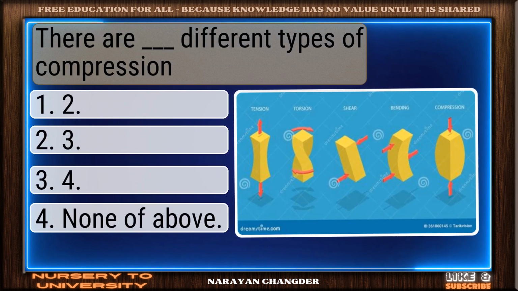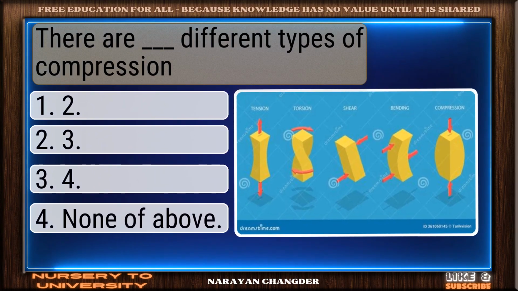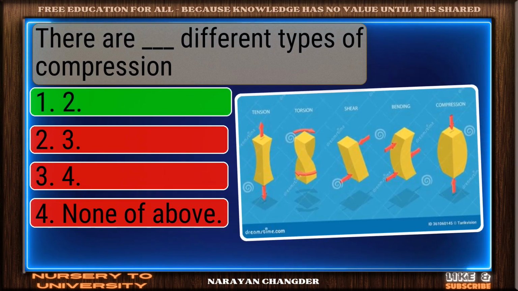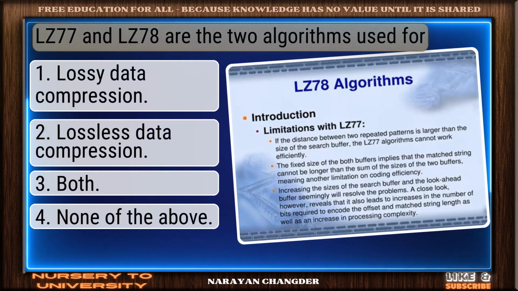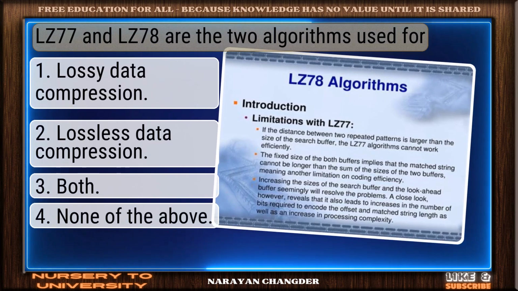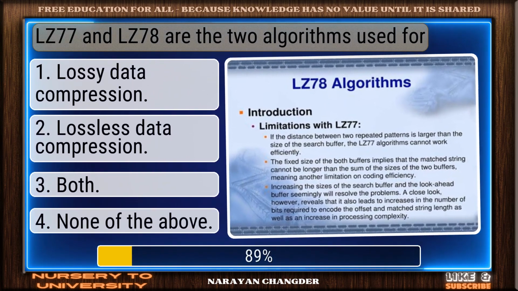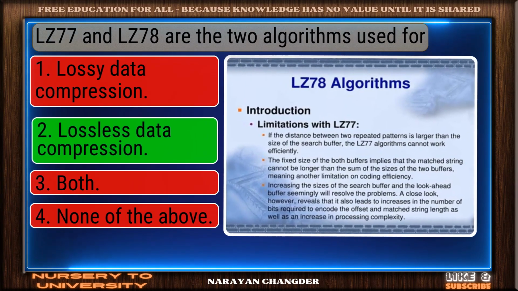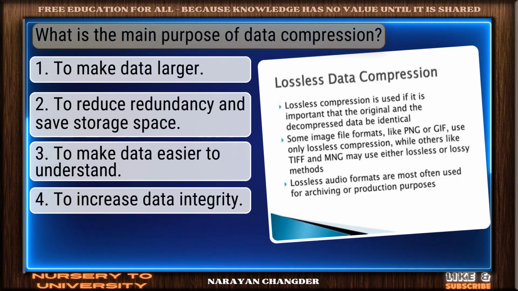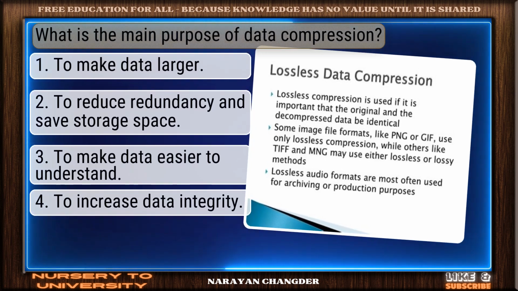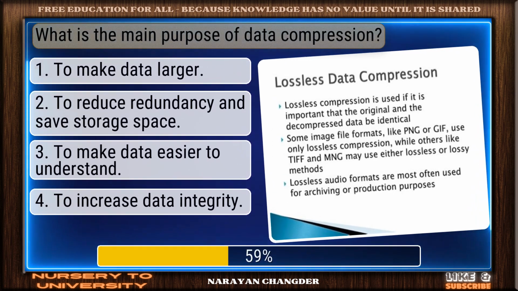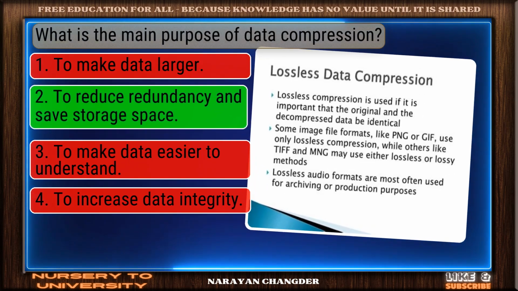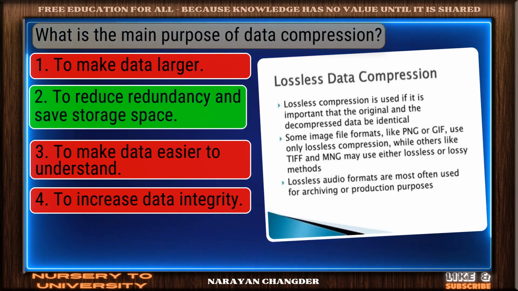Question number 66. There are dash different types of compression. Good thinking. 2 is the right answer. Question number 67. LZ77 and LZ78 are the two algorithms used for? Great job. Lossless data compression is the accurate answer. Question number 68. What is the main purpose of data compression? Smart pick. To reduce redundancy and save storage space is the correct choice.